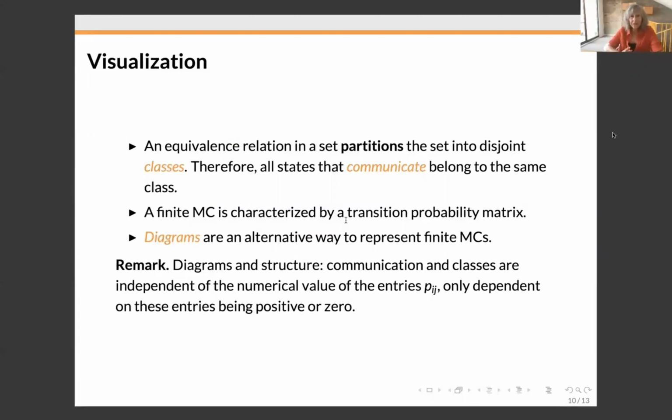A finite Markov chain is characterized by a transition probability matrix, finite meaning it lives on a finite discrete state space. So now we have a regular transition probability matrix.